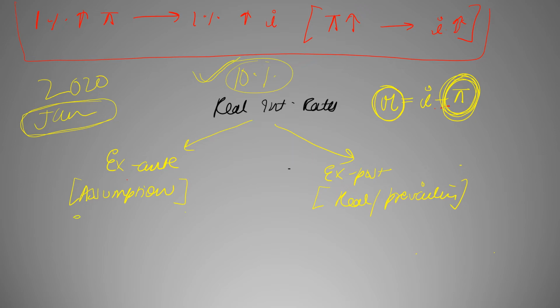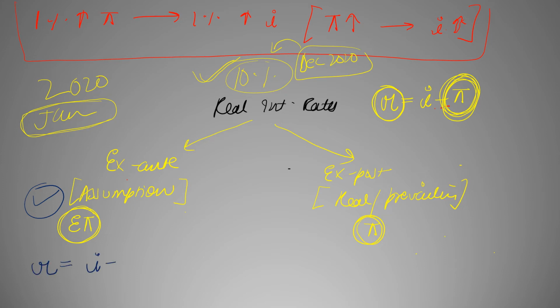So we take inflation to be E pi over here, where E is expected and pi is inflation. And ex post is when you reach December 2020 and realize that this year we saw 10% rise in inflation. So this was your pi. While determining your real interest rate, in the ex ante case it's going to be R is equal to I minus E pi, because it's expected inflation. And in ex post it's going to be R is equal to I minus pi.